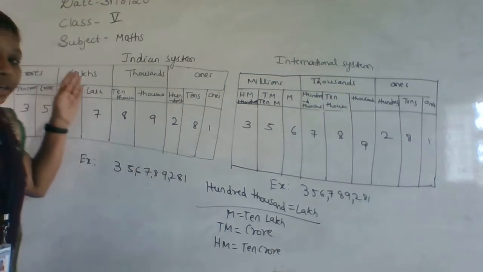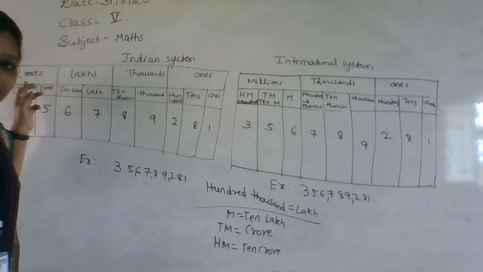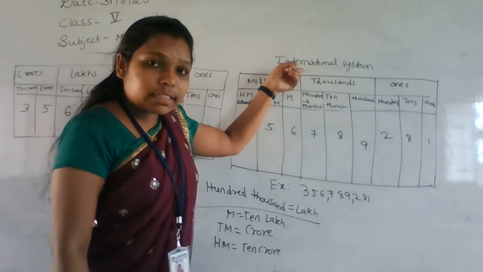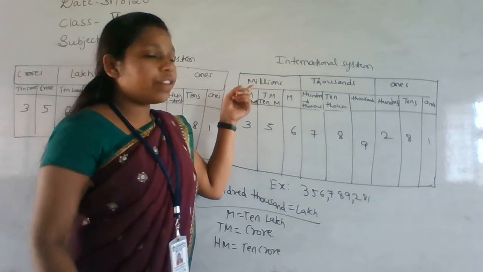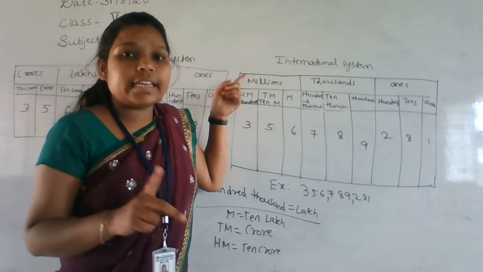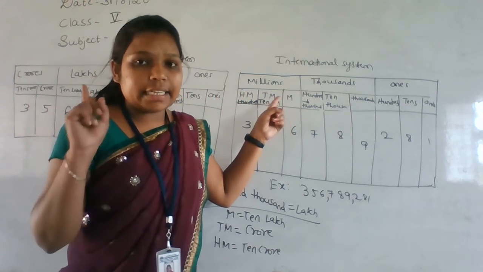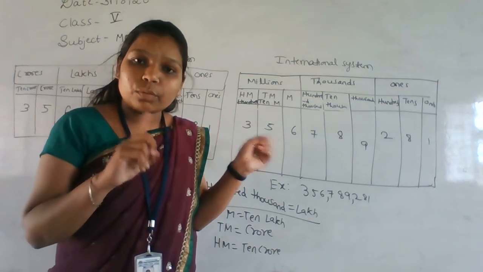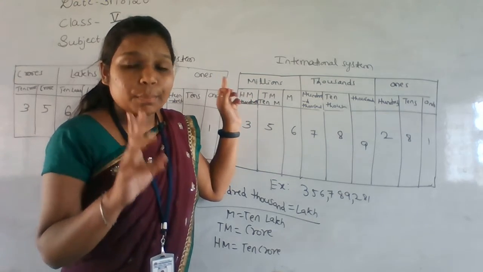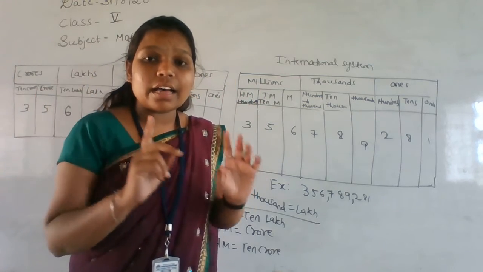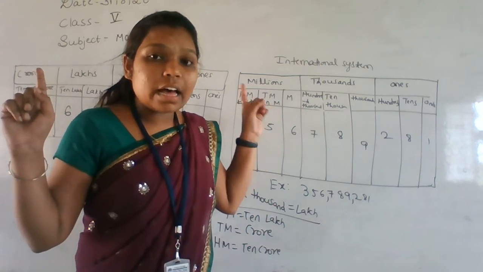Okay, so according to the Indian system of enumeration, there are ones, thousands, lakhs and crores, and according to the international system of enumeration, there are ones, thousands, millions. Instead of taking lakhs and crores, here we are taking millions. That is the difference. What is the difference between both of those two? In international we have millions, in Indian we have lakhs and crores.